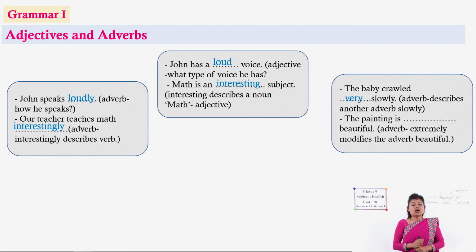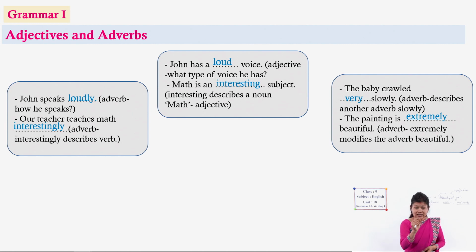So, next example, the painting is beautiful. Can you think of a suitable word here? The painting is beautiful, it is complete and meaningful, but we can still add something here. What can that be? The painting is extremely beautiful. To say only beautiful and extremely beautiful is different. So here extremely is again an adverb.